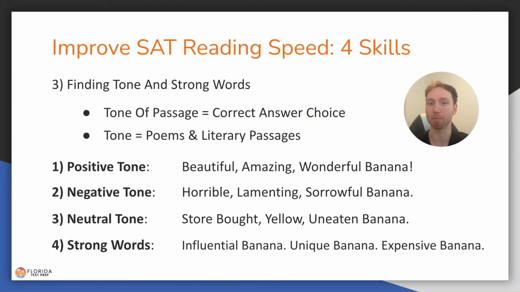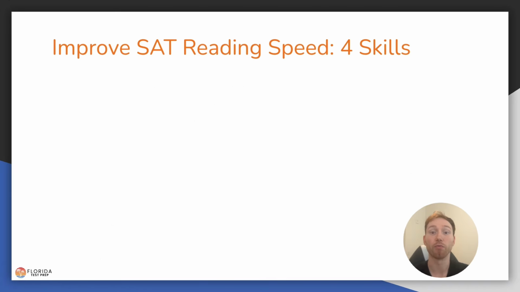It's an expensive banana. And so while you read passages on the SAT, picking up on positive, negative, or strong words will enhance your comprehension of the passage and allow you to understand it quicker, improving your reading speed. In addition, ignoring a neutral tone will allow you to read faster because you know what not to place emphasis on. The fourth skill to improve your SAT reading speed is learning how to create dumb summaries.